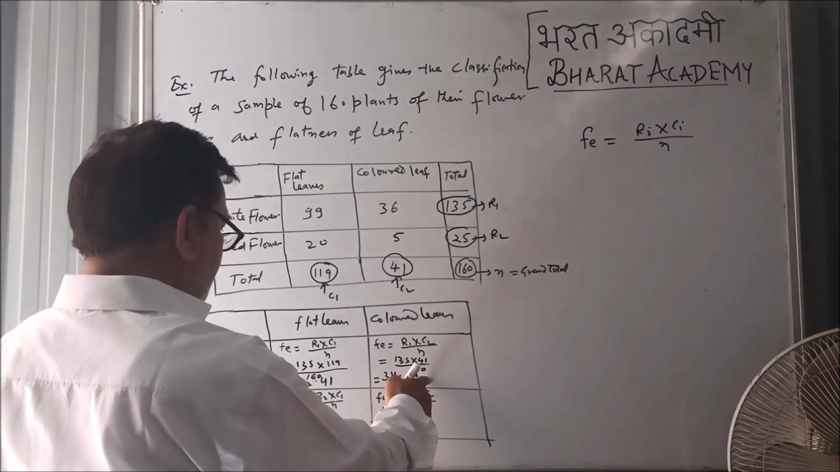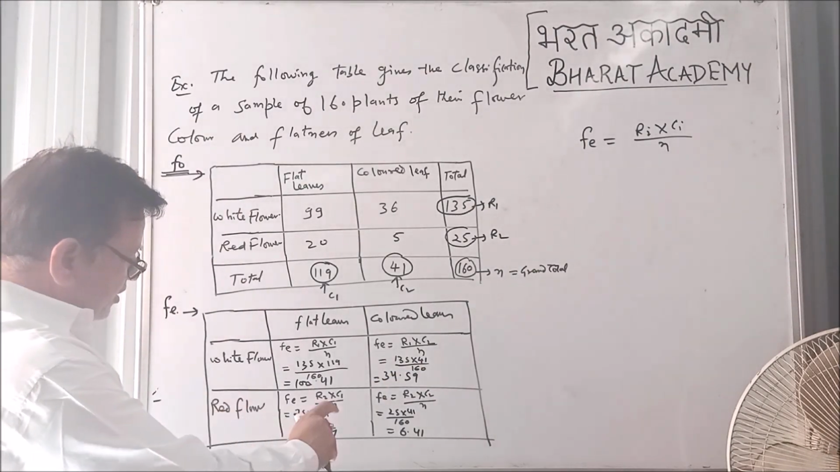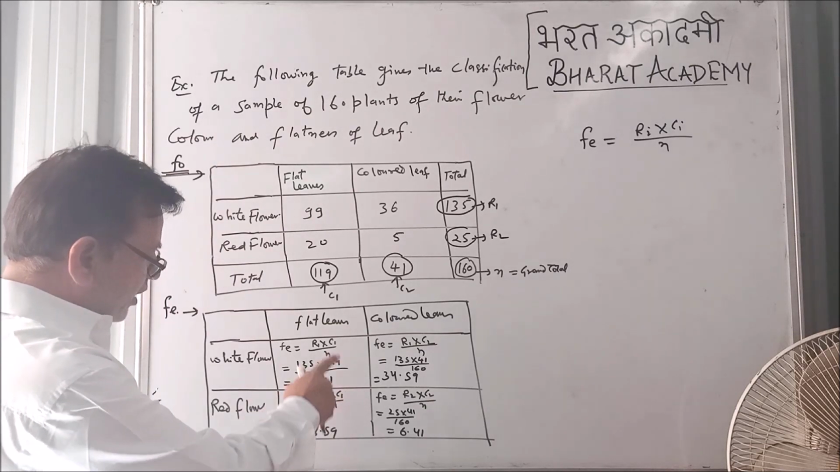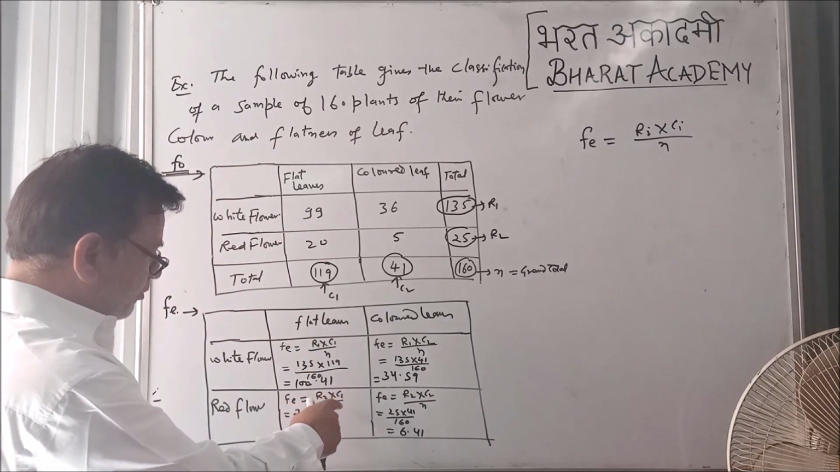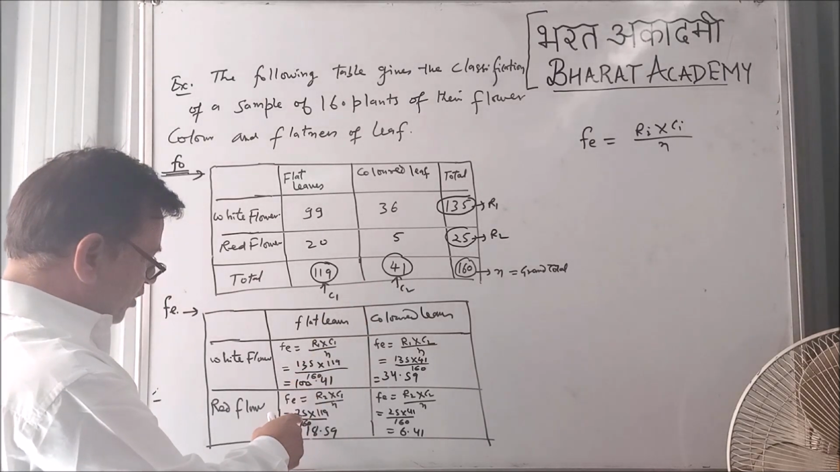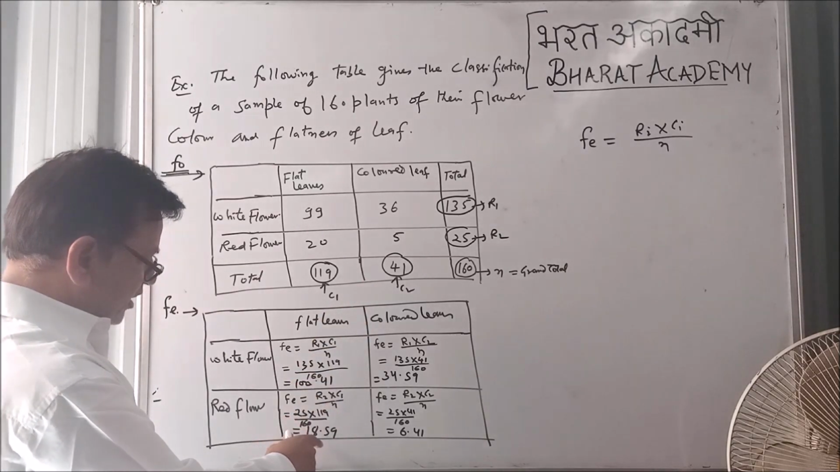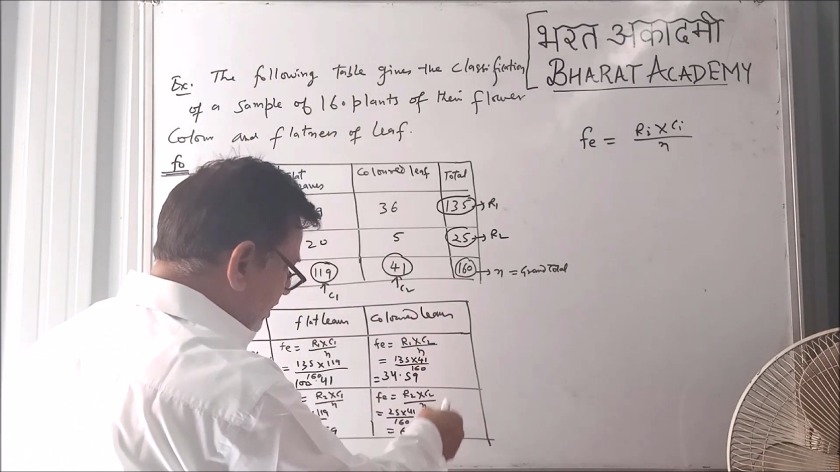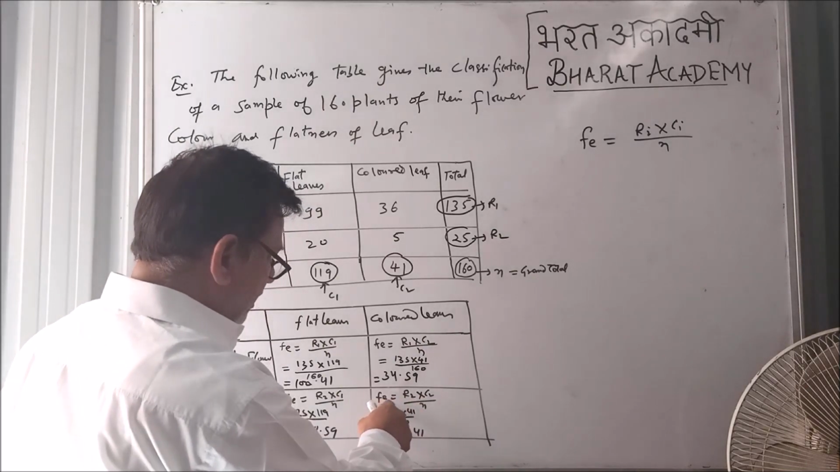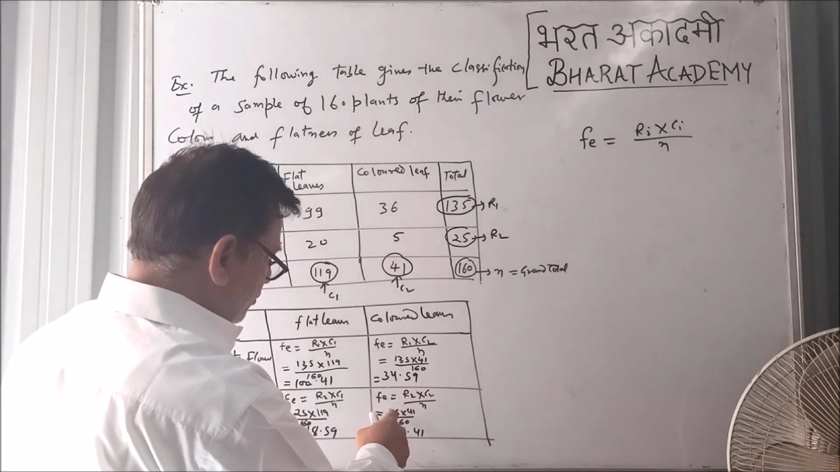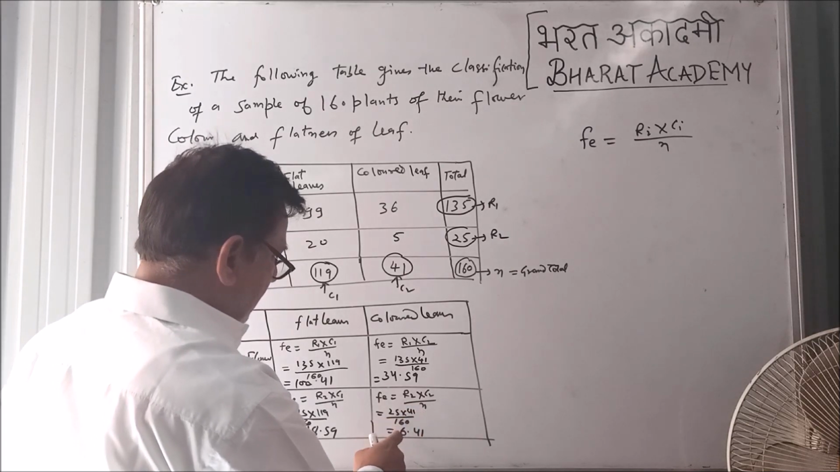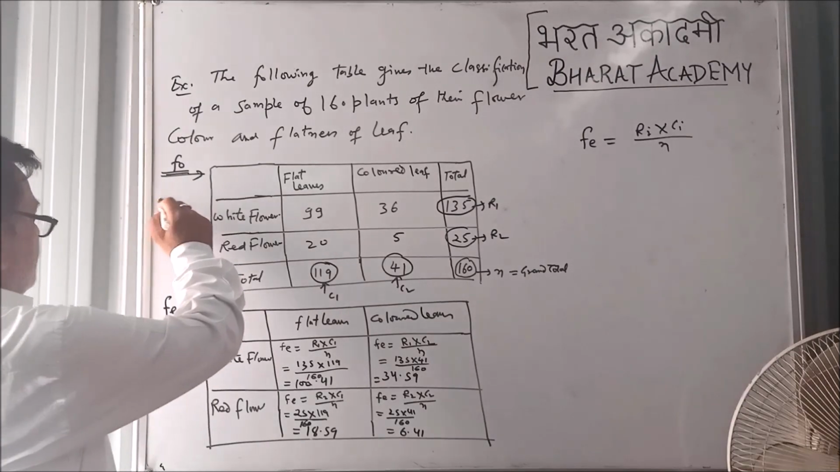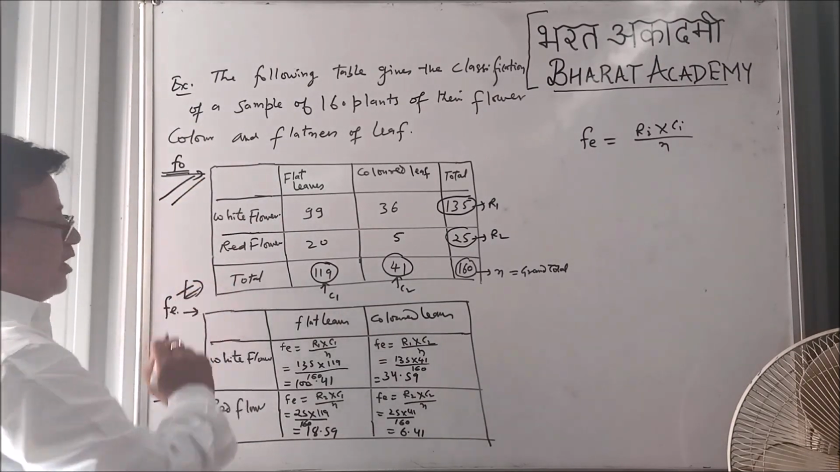This is 34.59. And the expected frequency for the second row, for this cell, Fe will be R2, second row, and this is first column: R2 into C1 upon n. The values are 25 into 119 upon 160. This is 18.59. In this case, the cell lies in the second row and second column. The formula will be R2 into C2 upon grand total, 25 into 41 upon 160. This is 6.41.